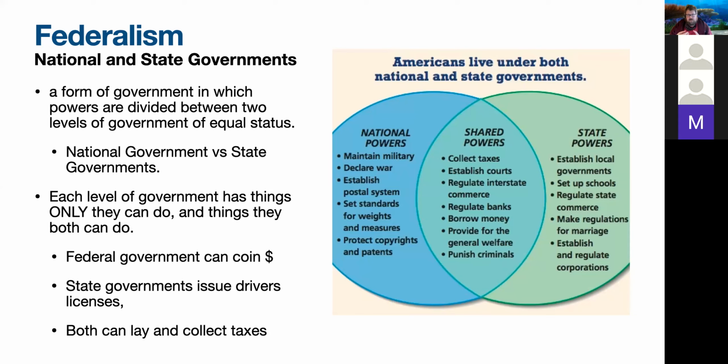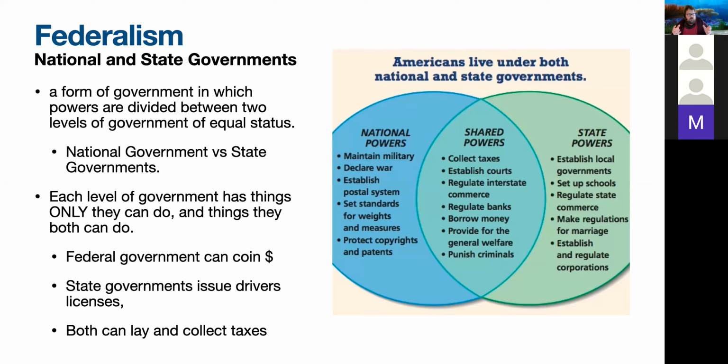State and federal governments can borrow money. The federal government can do it to a much greater degree than the states, but the states can borrow money in the form of bonds. Provide for the general welfare, punish criminals. There are federal laws, there are state laws. People go to jail in both systems. So there we go. Again, each part of government has things that only they can do and things that each can do.